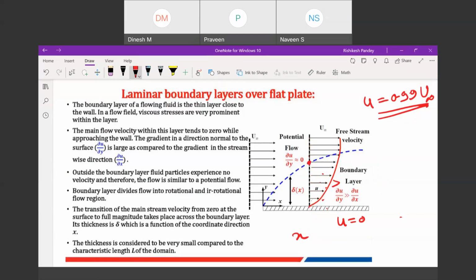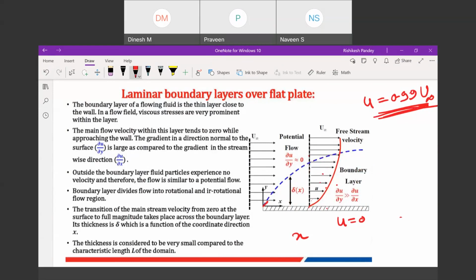Now at any section, if I take this section, the same thing will happen. A velocity profile will come like this, and at this point the velocity will be 0.99 times the free stream velocity. If I make the plot here, here also we'll get a velocity profile like this. Here it will be 0, it will increase, and a point will come where the velocity will be 0.99 times u infinity. So when we join all these points where the velocity is 0.99 times the free stream velocity, then this particular layer is known as the boundary layer.